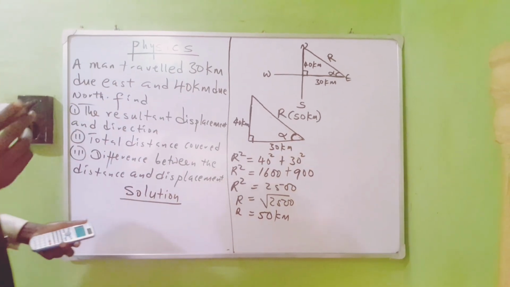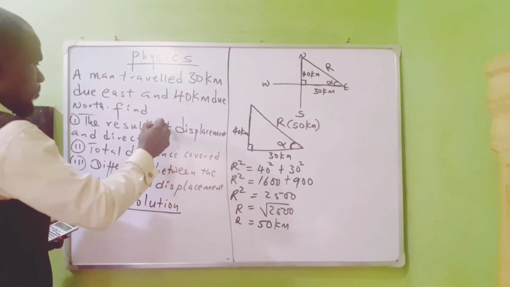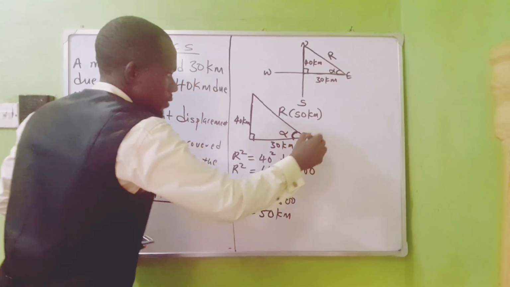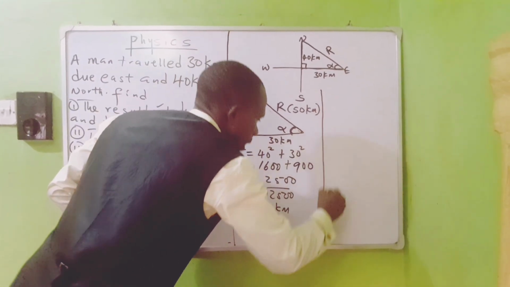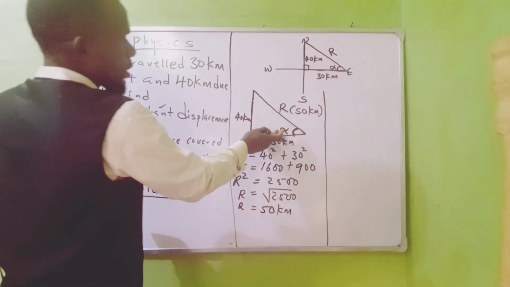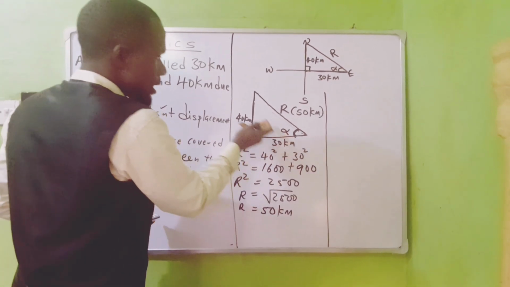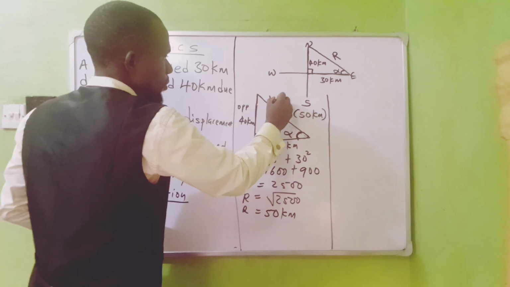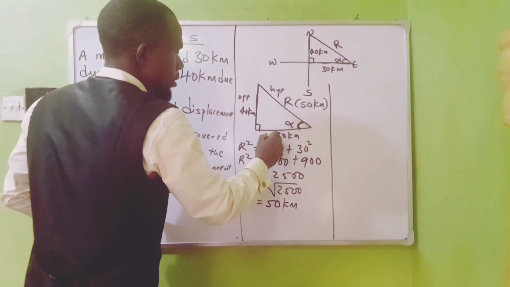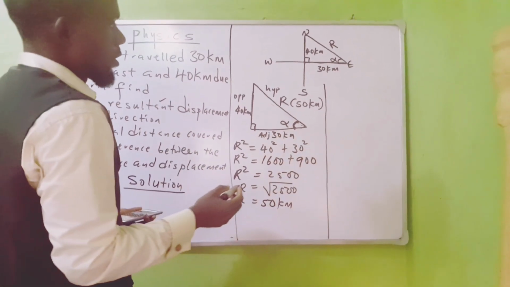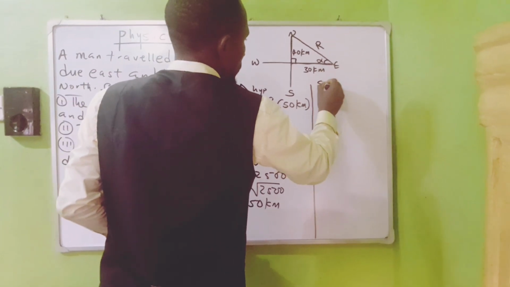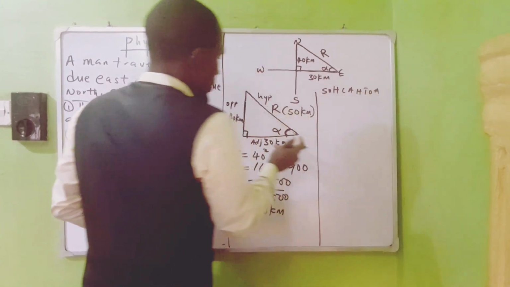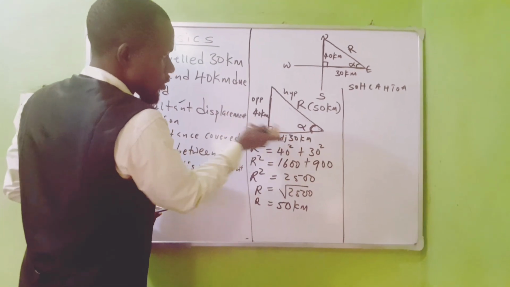Okay, so I'm done with the first part of the question. The next one is direction, which is this. So what will I do? I'll have to use my SOHCAHTOA to get this. This angle is facing this, so here is my opposite, here's my hypotenuse, and here's my adjacent. So what will I use? SOHCAHTOA.